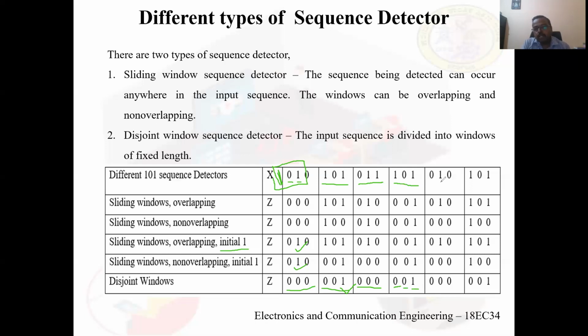Next, what we have is 0 1 0. It is not a required sequence, so it is 0. Next, again we have 1 0 1, so we have 0 0 1. These are the different types of sequence detector, right? Now we'll go to the next slide.